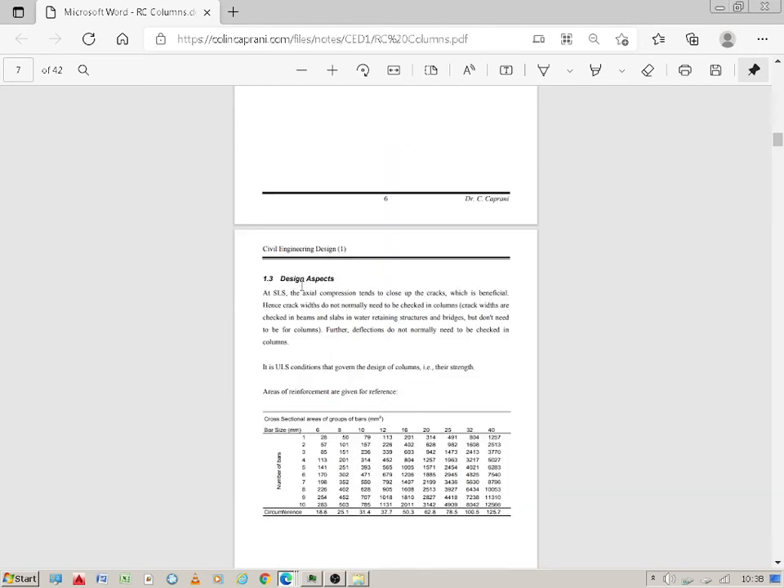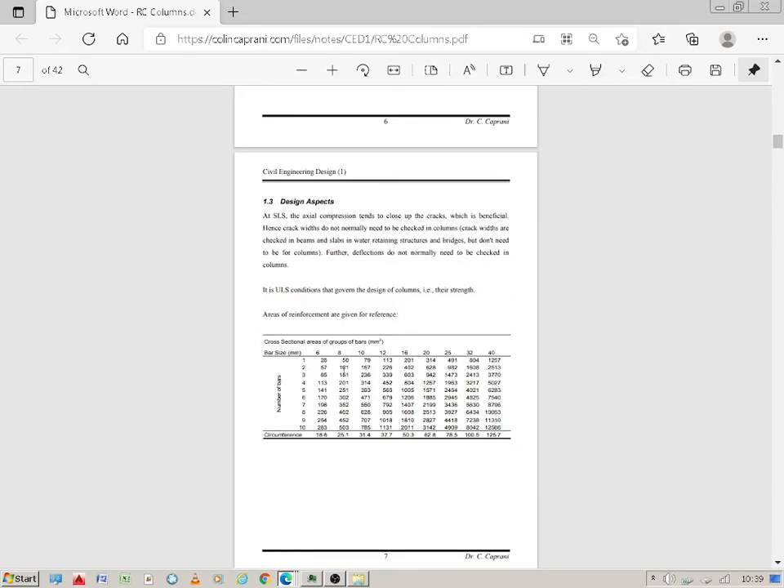So 1.2 is design aspects. At serviceability limit state, the axial compression in a column tends to close up the cracks, which is beneficial. Hence, crack widths do not normally need to be checked in columns. Crack widths are checked in beams and slabs, in water retaining structures and bridges, but don't need to be for columns. Further, deflections do not normally need to be checked in columns. It is the ultimate limit state conditions that govern the design of columns, i.e. their strength.